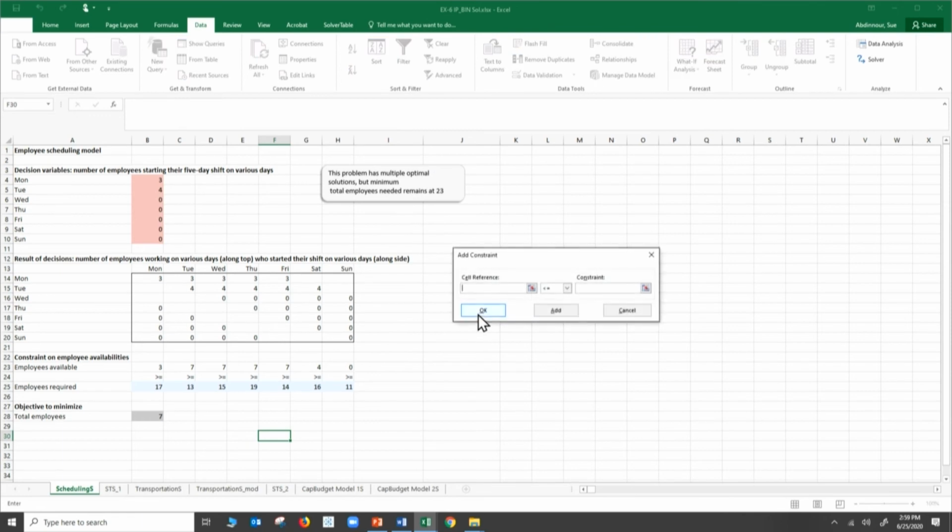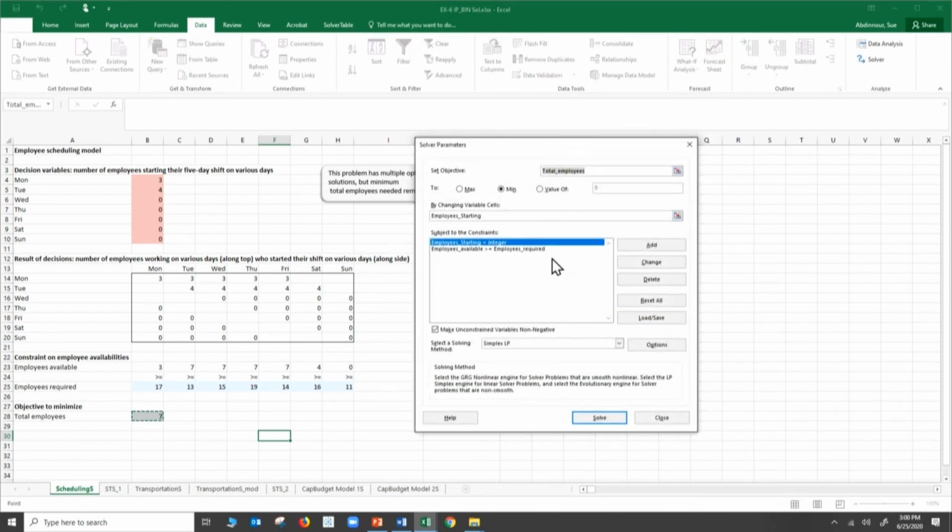And so how did I say that this range needs to be integer? When we come to add the constraint, we highlight this range, and we drop down, and we say int, which is integer. And that inserts this constraint. And we don't have to put anything in the right side. So that's what we did here. It's still simplex LP, it's just we're adding the integer constraints. That's what makes it an IP. Make the unconstrained variables non-negative.